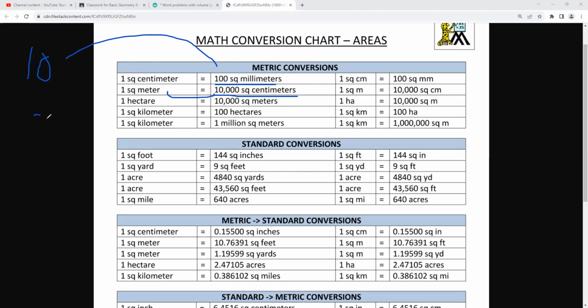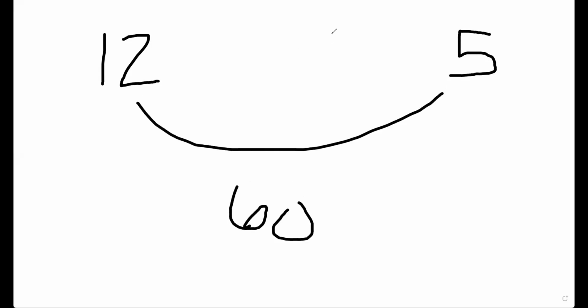So 10 centimeters is about 0.001 of a meter. Okay, so it's just like with feet and inches. And this is pretty much an easier one to convert, right? When you're young, you learn there's 12 inches in a foot. So if there's 5 feet, how many inches is that? 12 times 5, 60.